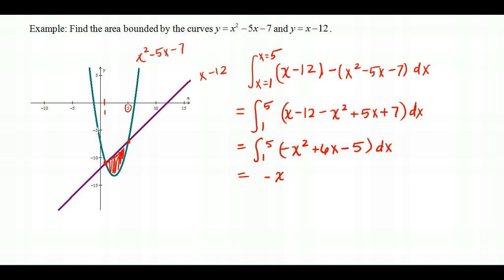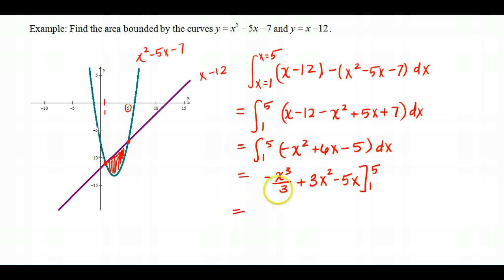I'm going to get negative x cubed over 3 plus, if I use the power rule and add 1, I'm going to get 6x squared over 2. So 6 divided by 2 is 3. So 3x squared minus 5x. And I need to evaluate this from 1 to 5.